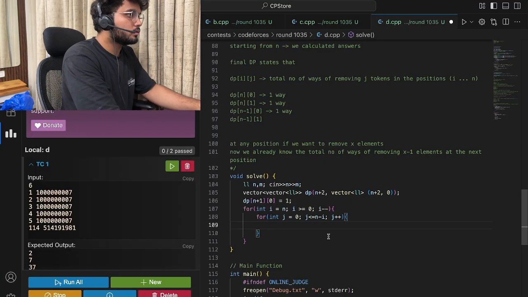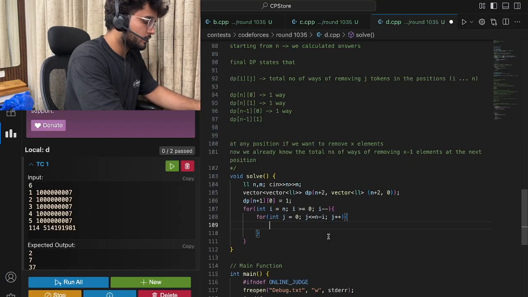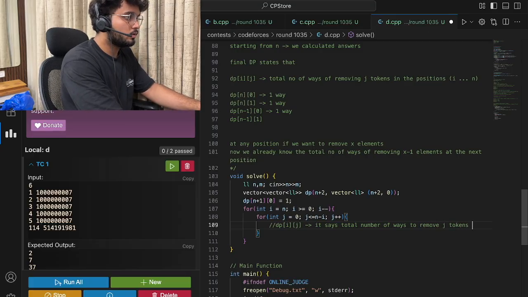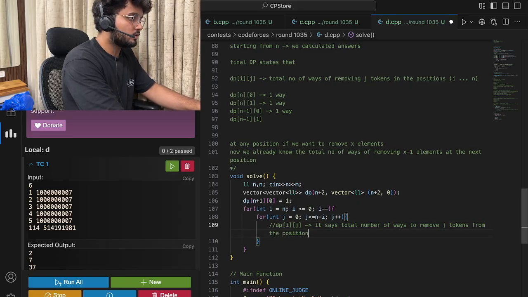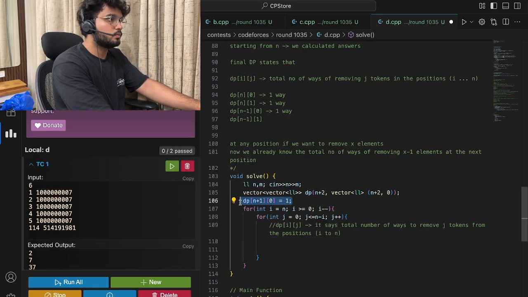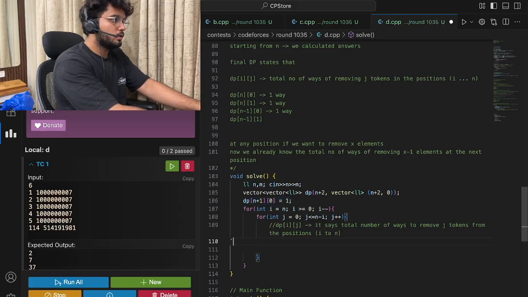Okay. So what I'm trying to say here is what dp i and j is denoting. Let's recall. It says total number of ways to remove j tokens from the positions i to n. Okay, and we already know this value.